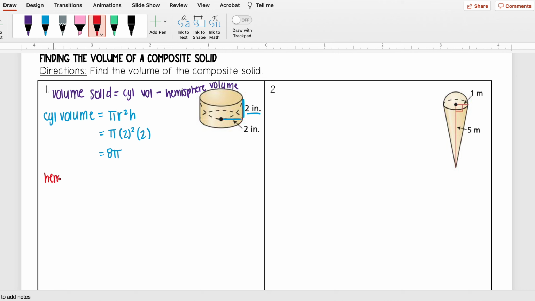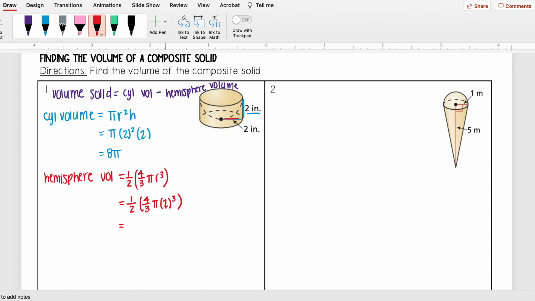Next, I want to find the hemisphere volume. And I know the volume of a sphere is 4/3 pi r cubed, but a hemisphere is going to be half of that. So I'm going to multiply all of this by 1/2. And again, my radius is 2, so I'm going to plug in 2 for r. So I have 1/2 times 4/3 pi 2 cubed.